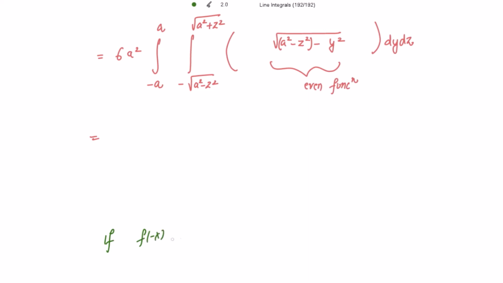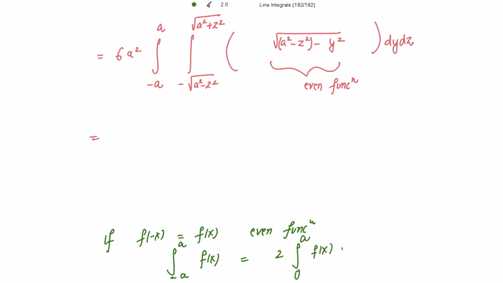Now as this is an even function, what is an even function? If f of negative x is equal to f of x, then the function is an even function, right? And if f of negative x is equal to negative of f of x, then this becomes an odd function, right? So for an even function, if I integrate f of x with the same limits but with opposite sign, then I get twice the integral of f of x with limits from 0 to a.